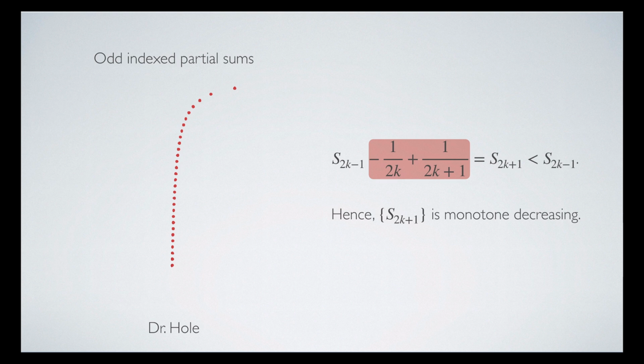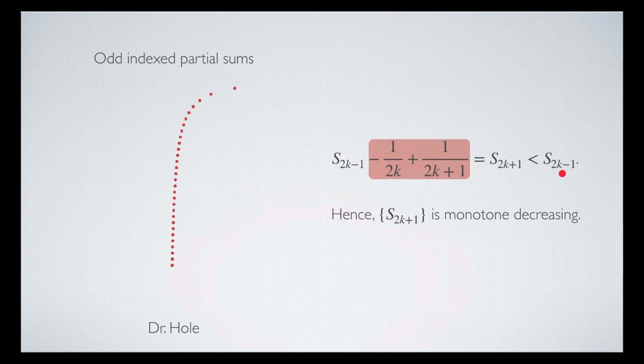Okay. Let's take a look. Let's establish that the odd indexed partial sums is monotone decreasing. In other words, that the picture is a good picture. All right. If we start with some odd indexed partial sum, and we want to go to the next odd indexed partial sum, we need to add in 2 more terms. Consecutive odd numbers are 2 apart.